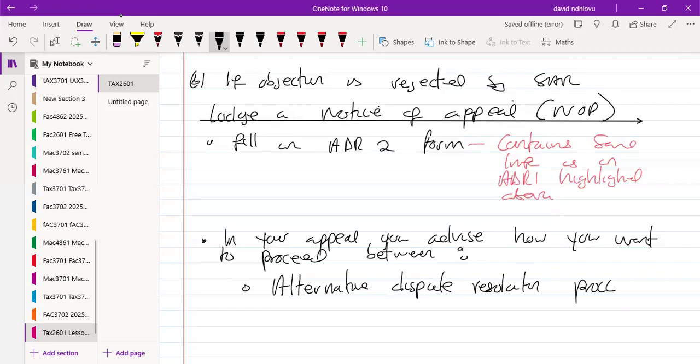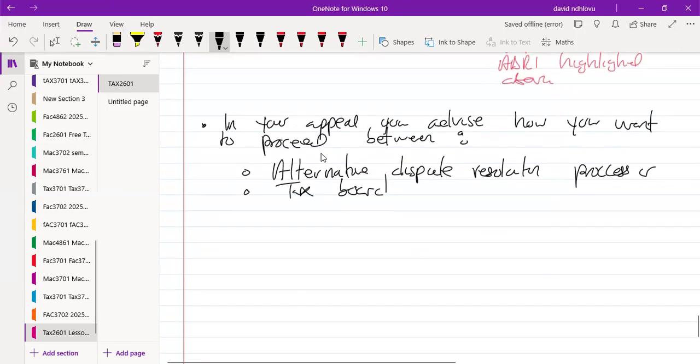So you can choose this process, or you can choose the tax board. So it is not a must to go to the tax board. You have an option to first go to the alternative dispute resolution process. But if you want to bypass that, you can jump it and go straight to the tax board. But you have the option of the alternative dispute resolution process.